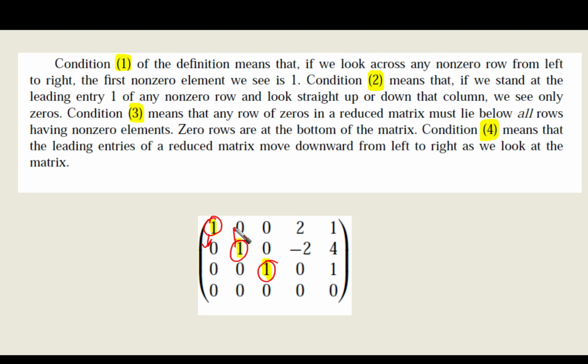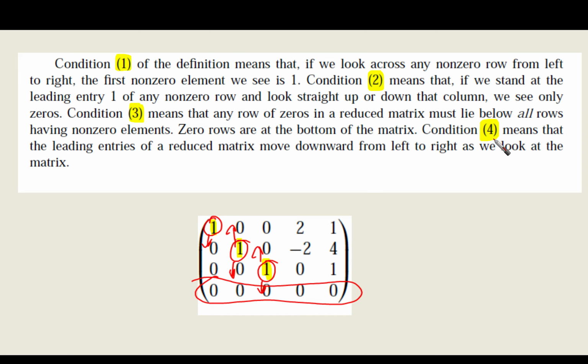Here, look up or look down: zeros. Here, up and down: zeros. And then there is nothing else here. Condition 3 means that any row of zeros in the reduced matrix must lie below all rows having non-zero elements. That's true. Zero rows are at the bottom of the matrix. That's what we are saying. Zero rows are going to be at the bottom of the matrix.